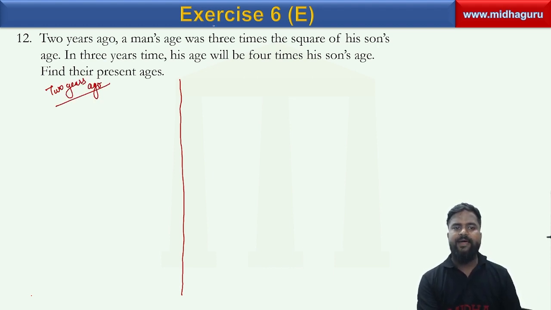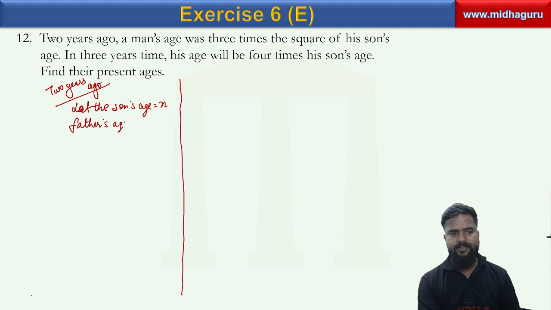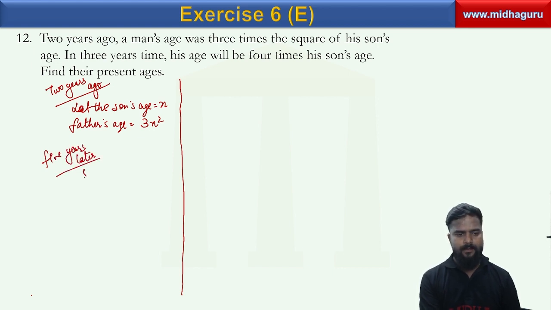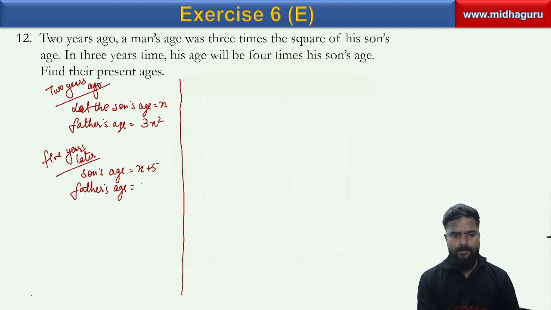Now as the first statement suggests, the man's age is connected to his son's age. So we'll take, let the son's age be x. Now it says the father's age, that is the man's age, is 3 times the square of his son's age. So 3 times the square of his son's age. Now in 3 years time, that is from the present in 3 years time, which means 5 years later, son's age becomes x plus 5 and the father's age becomes 3x square plus 5.